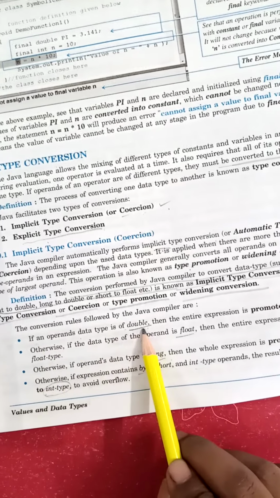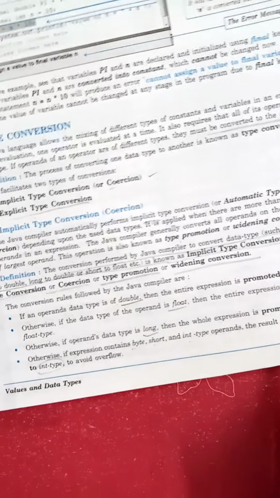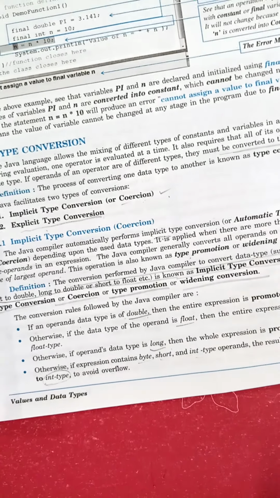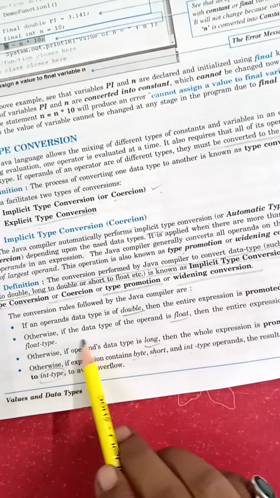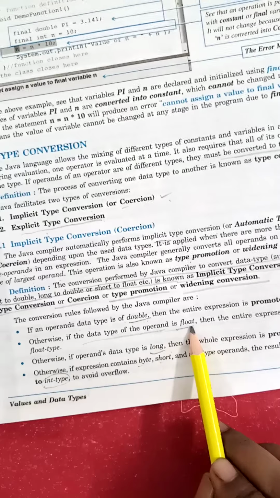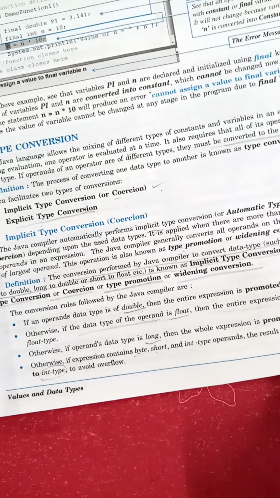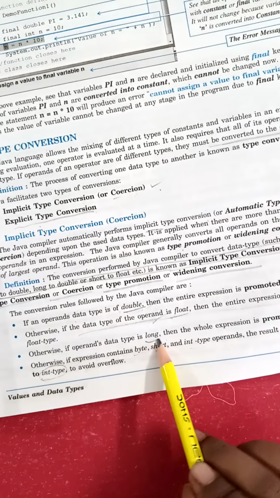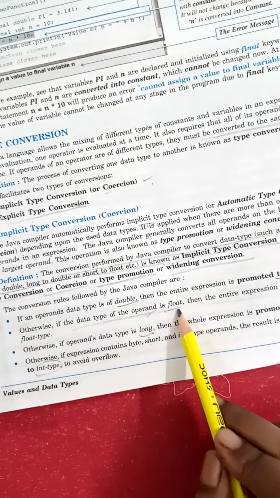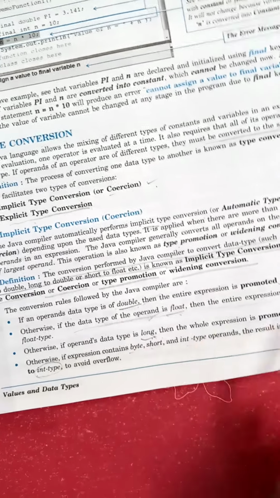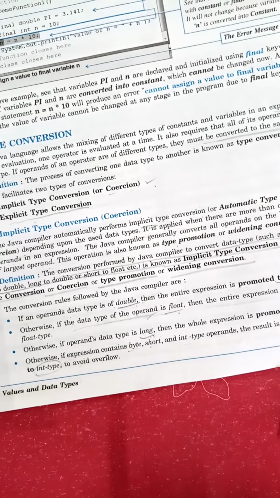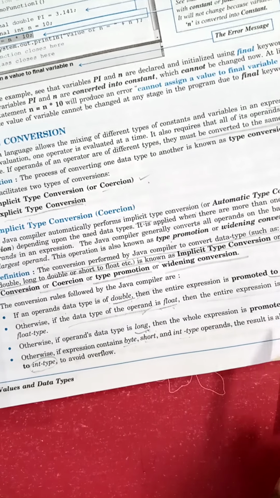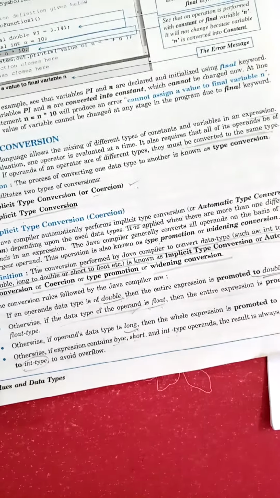If an operand's data type is double, then the entire expression is promoted to double. If any of the operands is of double type, then the result will be double. If double is not there and the operand's data type is float, then the entire expression is promoted to float. If double and float are not there, and any operand is long, then the type of the expression will be long. And if the expression contains byte, short, int, then the result is always promoted to int type.